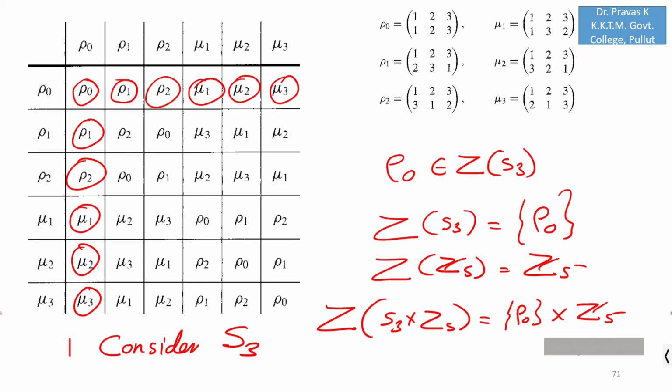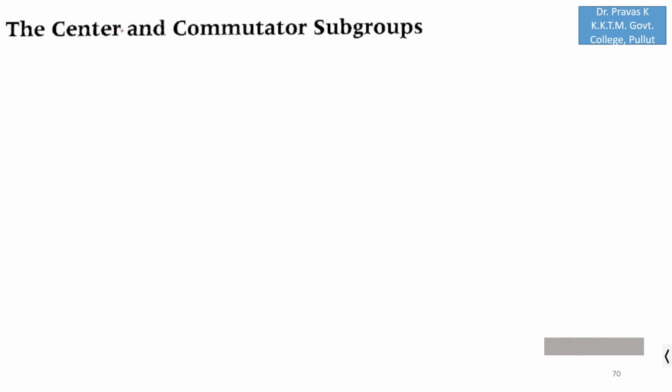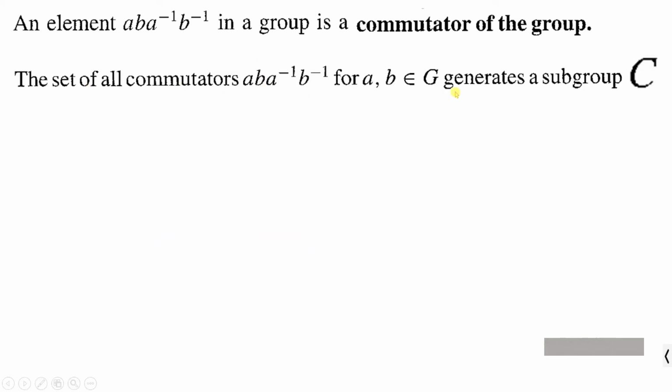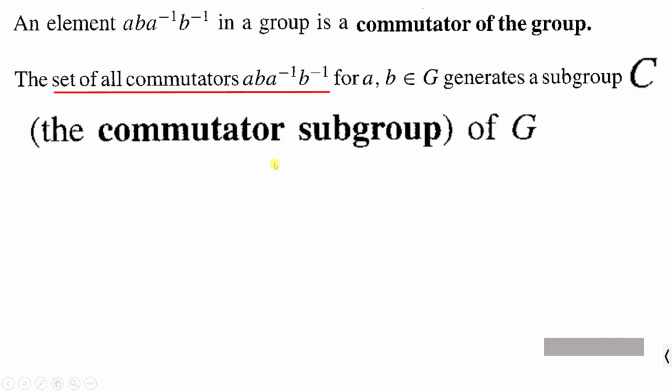Now let us go to the next topic, that is the commutator subgroup of a group. Now what is a commutator? An element of the form a b a inverse b inverse in a group is a commutator of the group, where a and b are any two elements in the group. For example, if you consider the identity element e, it is a commutator. Why? Because you can write e as a a inverse a a inverse. Here b is equal to a. Now the smallest subgroup containing the set of all commutators is called the commutator subgroup of G. That is, it is generated by the set of all commutators.